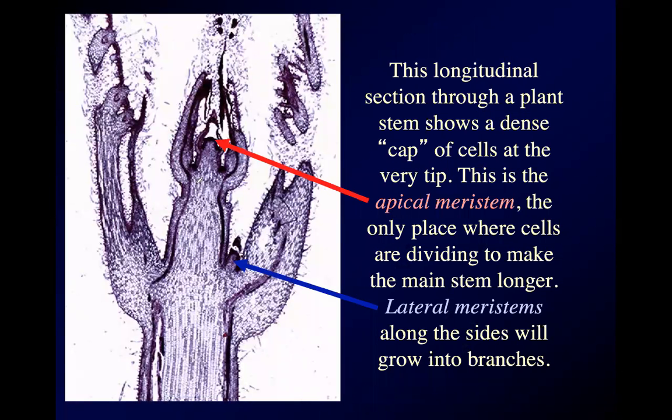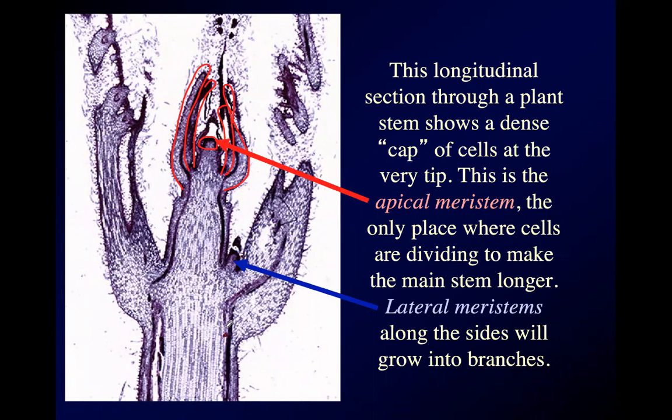This happens to be a slice through a plant stem. And at the very tip of a plant stem, you have a bud. What you're looking at here is baby leaves. And they are wrapped up very tightly around a little cluster of cells right here at the tip of the stem called an apical meristem. That's the only place where the cell walls are very weak and they're still stretchable and cells are actively dividing.